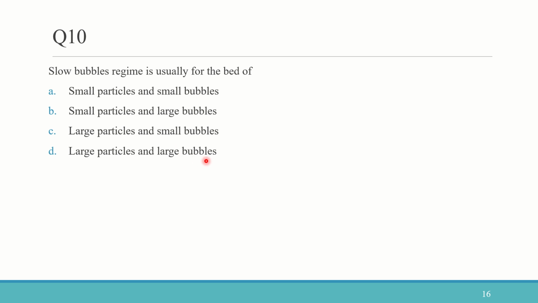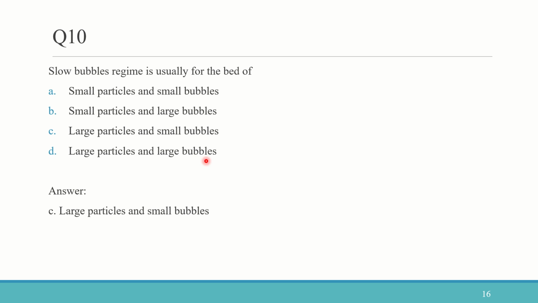So the question is about the slow bubble regime, which is usually for the bed of dash. I guess it is large particles and small bubbles. Yeah, we are correct in that aspect. The answer is large particles and small bubbles. So the slow bubble regime is usually for the bed of larger particles and small bubbles.